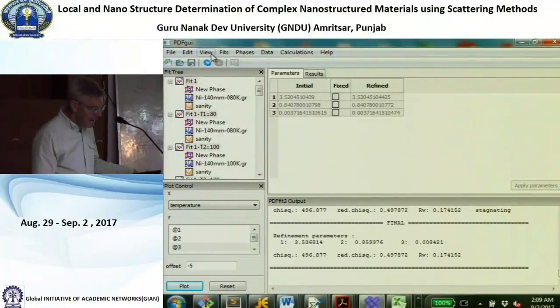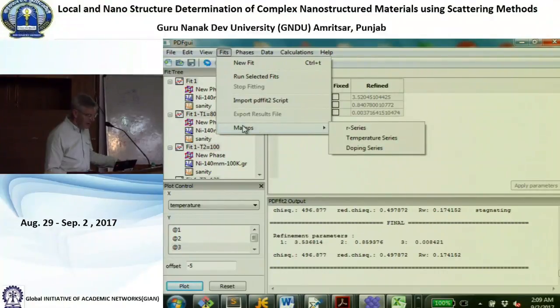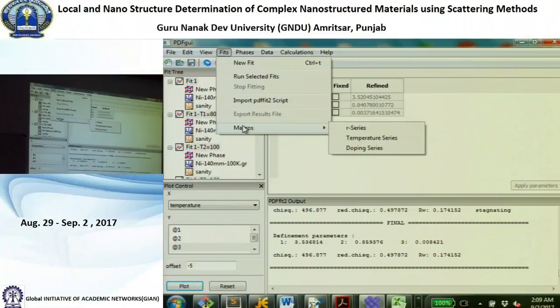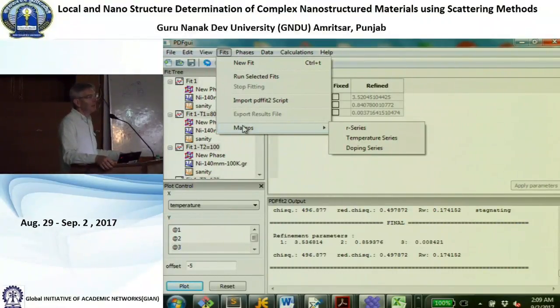So let me show you what the other macros are. Fits, macros. So I showed you temperature series. It's possible to also do a doping series. I think it works in the same way, and probably the letter that you use is X for the composition X. So it's probably some number times X, but read the manual. And the R series is a very important one that we use a lot. And again, I don't know how the R series one works, so read the manual.